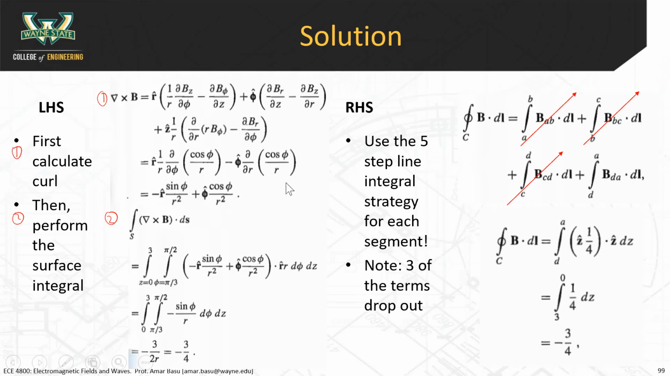So notice that we did the math on the left-hand side. The way we did that is to first calculate the curl, and then we found the surface integral of the curl function. On the right-hand side of the equation, we had to use a five-step strategy for the line integrals, and we had to do 4 different line integrals. Fortunately, 3 of them turned out to be 0. And then the second step is that we add them up, right?